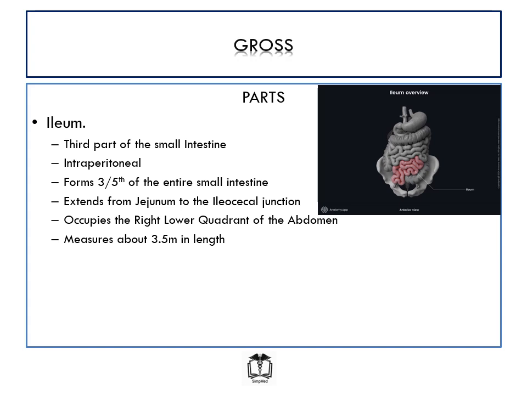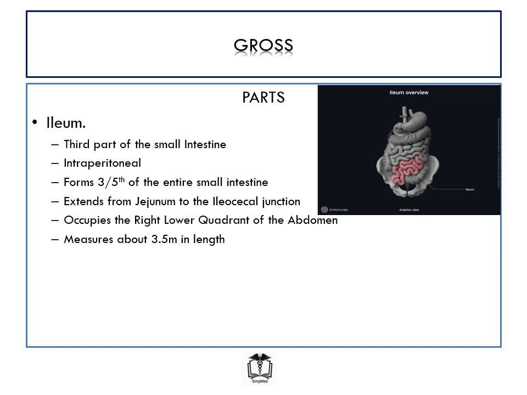Finally, let's talk about the ileum. The ileum is the part of the small intestine. It is also intraperitoneal, meaning it's going to also contain a mesentery that anchors it to the posterior abdominal wall. It forms about the fifth of the entire small intestine. It occupies the right lower quadrant of the abdomen and extends from the jejunum to the ileocecal junction, which is the end point of the small intestine.